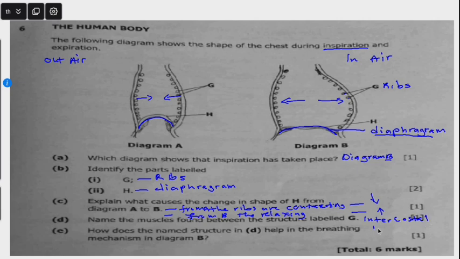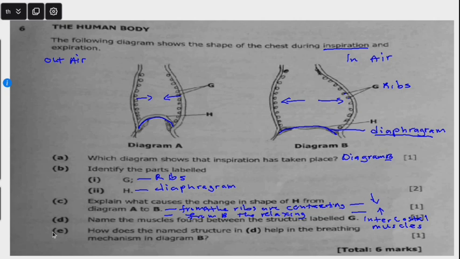The intercostal muscles. These intercostal muscles are about three. We have the external intercostal muscles, the inner intercostal muscles, and also the innermost intercostal muscles. So that is what you just need to know at your level.